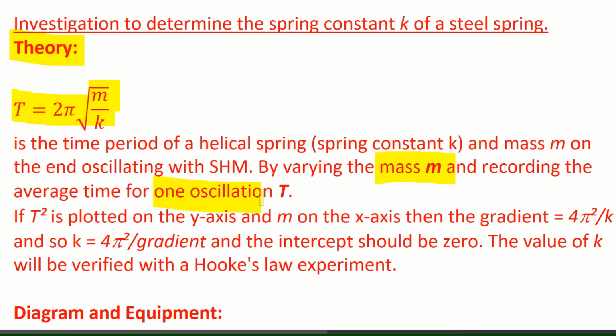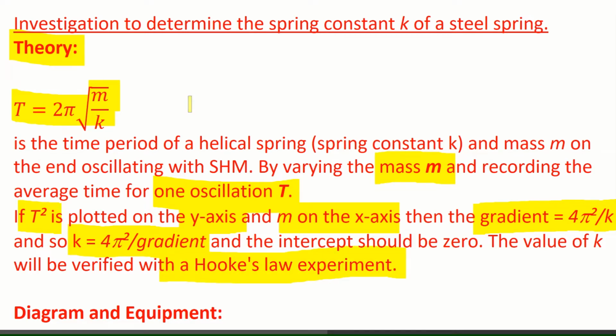for one oscillation, T. Now, we'll talk a bit more about this, but then we're going to plot T squared on the y-axis, M on the x-axis, and the gradient will be equal to 4 pi squared over K. So therefore, K is 4 pi squared divided by the gradient. The intercept should be 0, and the value of K can be verified using a Hooke's law experiment. So here we've set out what is needed for the theory.